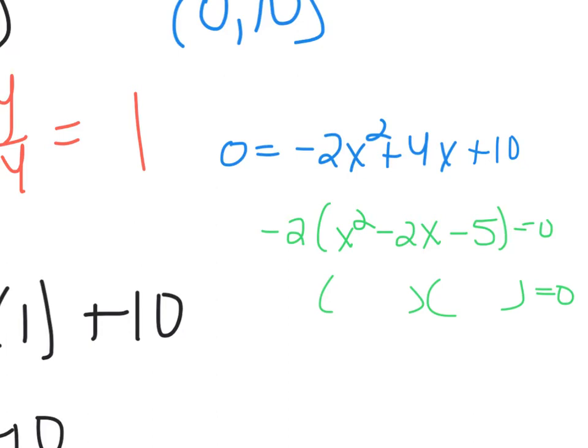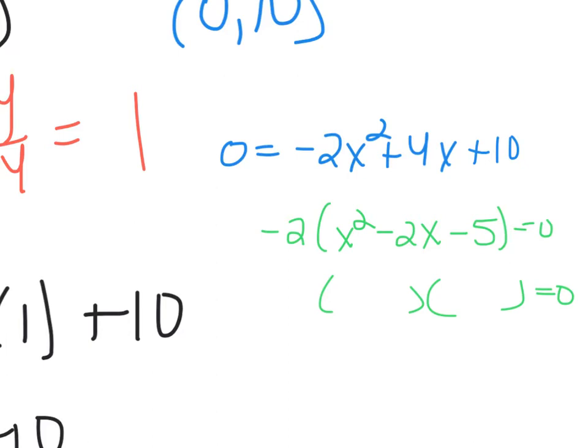But guys, the whole purpose of this was because I wanted you to see if you lead with a negative, take it out. It changes all the signs, but it'll make your factoring easier. If there's a GCF, take it out so you don't have to worry about it.